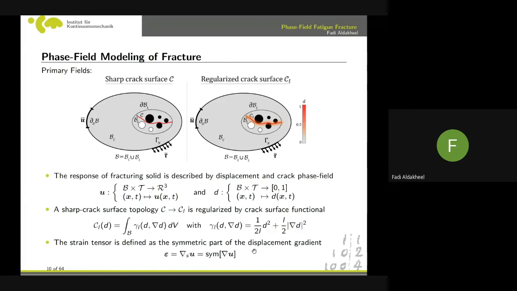That's the definition, but since we are in small strain, just to complete the definition, we introduce the strain as the symmetric part of the deformation gradient, right? You already know that, hopefully. Well, this is the primary field.